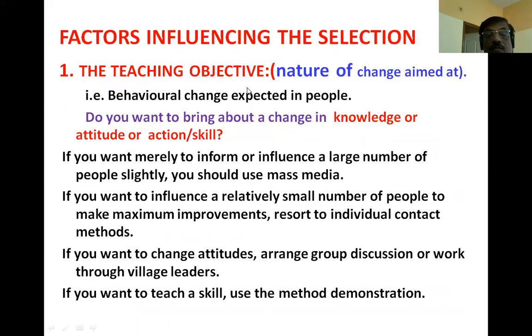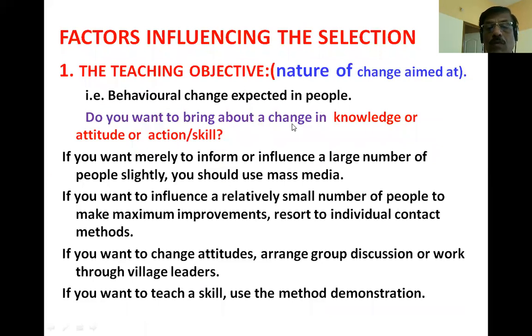First one is the teaching objective. Keeping in mind the objective of your teaching, you have to select appropriate teaching methods. The nature of change you want to bring through teaching, that is, the behavioral changes expected in the people. Whether you want to create awareness, change the knowledge, change the attitude, or make them adopt the practice. So what behavioral change is expected in the people?